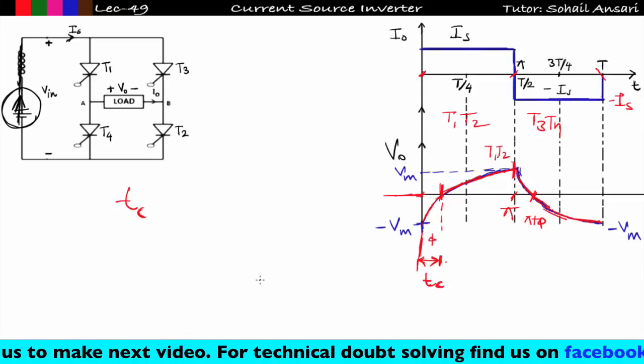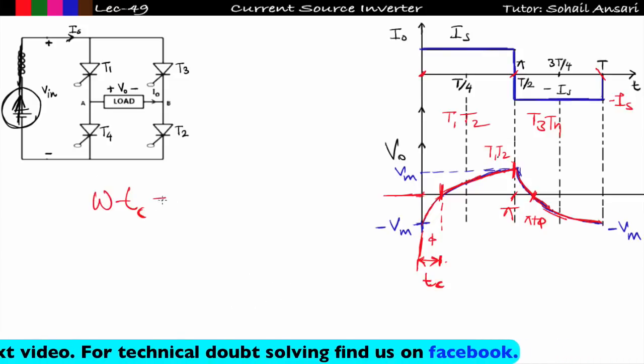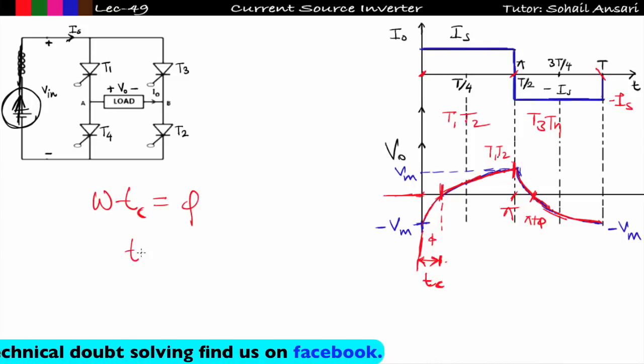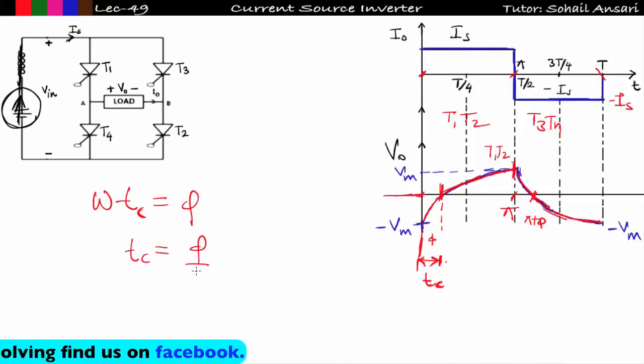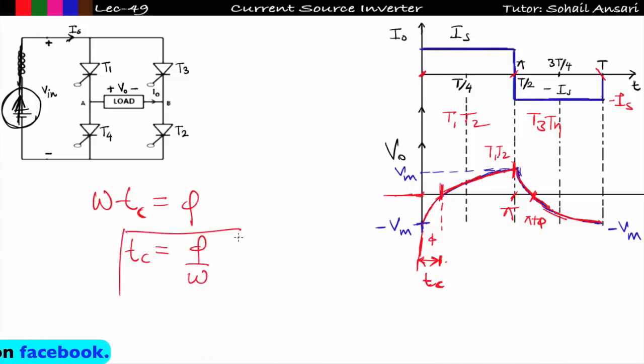So I can write omega Tc is equal to phi. That will give me my circuit turn-off time, and Tc is equal to phi upon omega, where omega is the fundamental frequency. But the point is, if you don't know the angle phi, then you cannot calculate the circuit turn-off time. Suppose in the question they have not given the angle by which voltage is lagging behind current, that is phi, then you cannot calculate the circuit turn-off time in this case.